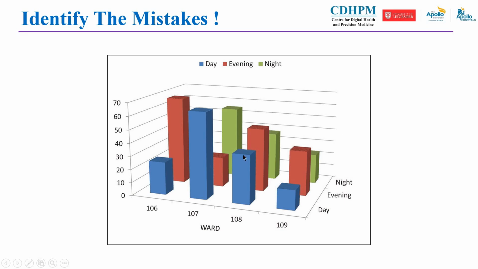Overall, what are they trying to understand from this graph? The chart title is not clearly mentioned. And look at the legend, it says day, evening and night, which is already mentioned on the z-axis. So this legend is actually useless. I don't need this particular legend. The legend is supposed to convey information that is not already conveyed here. Correct?